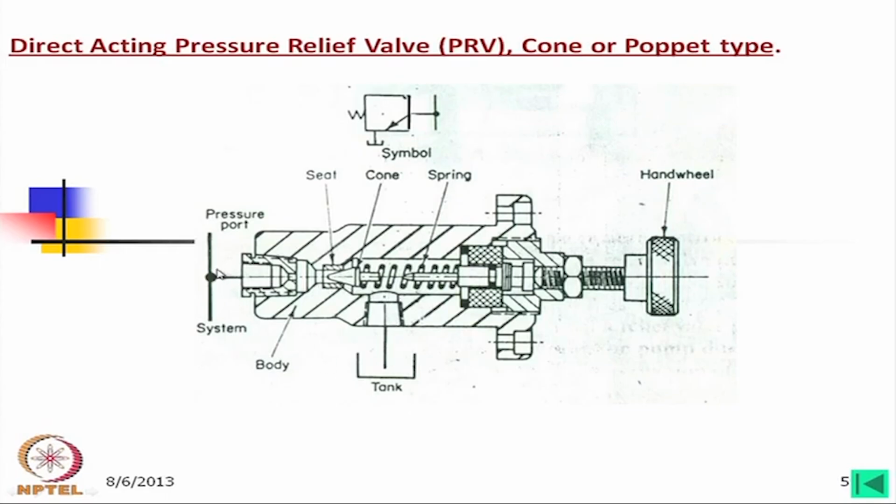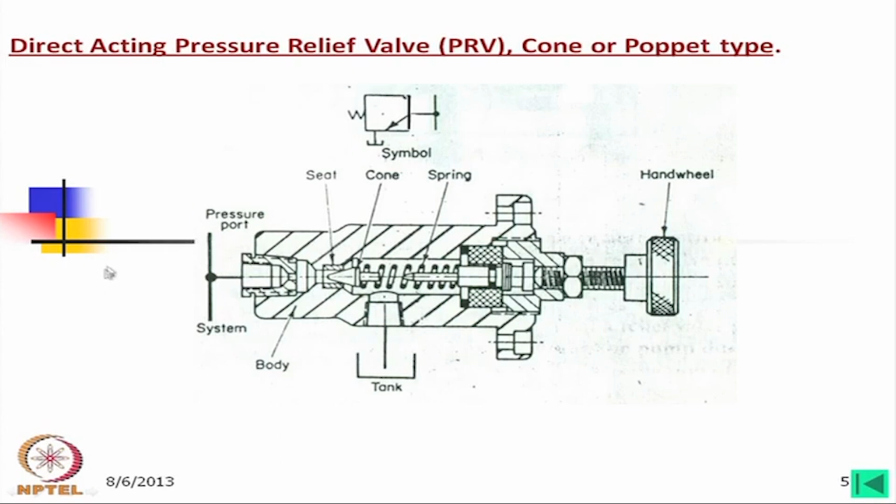This means, suppose we have a set pressure of 10 megapascal. When the pressure exceeds 10 megapascal, this will open. The pressure acting on that area is balanced by the force of the spring, which is set by tightening this hand wheel. When the pressure slightly exceeds that, this will open and flow will begin.